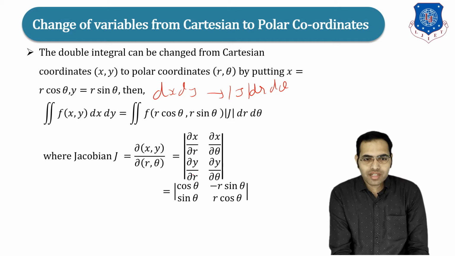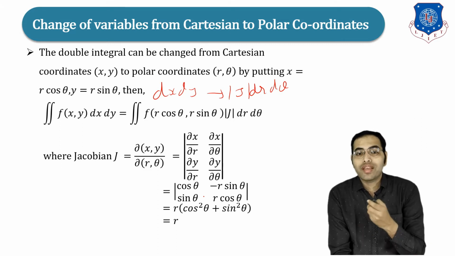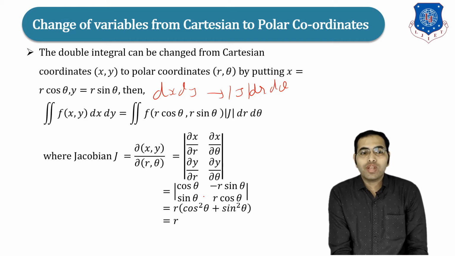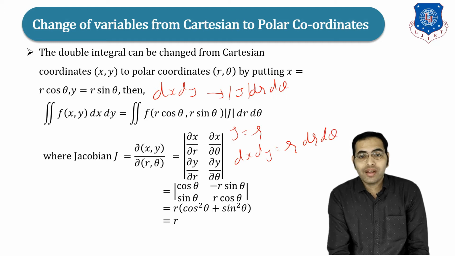Now expand this determinant. That gives r cos square theta minus minus plus r sin square theta. r is common, so inside the bracket we have cos square theta plus sin square theta. You are all aware that cos square plus sin square is 1. Then our Jacobian J will be r. That means dx dy equals r dr d theta.